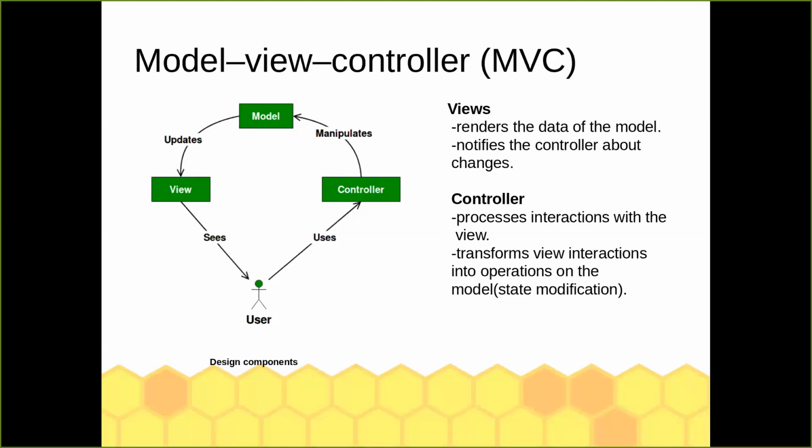So as you can see in the diagram, the user is connected to the view and the controller, and the model is connected to the view, and the controller is connected to the model.